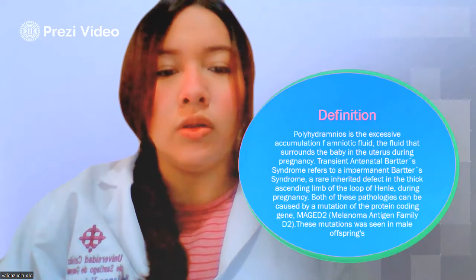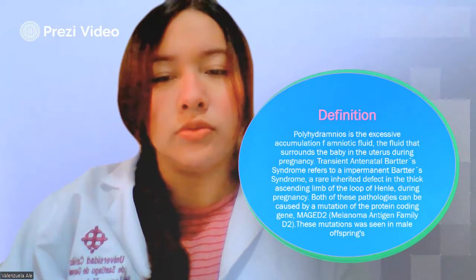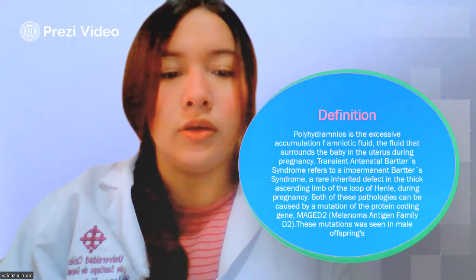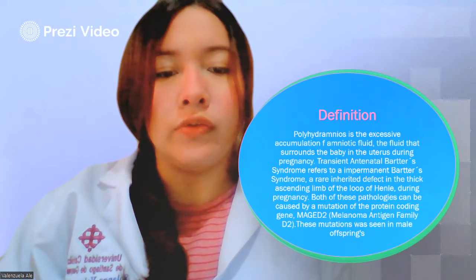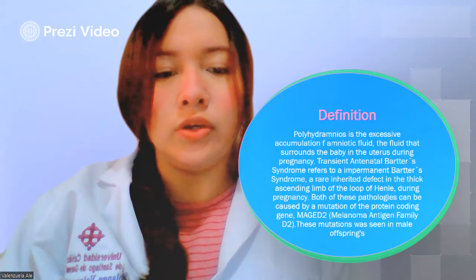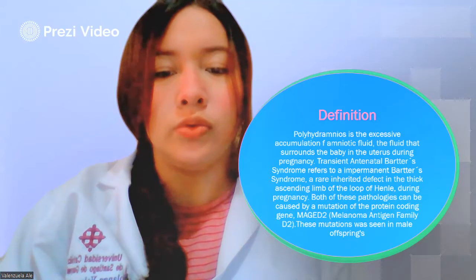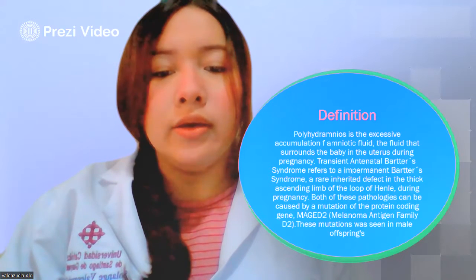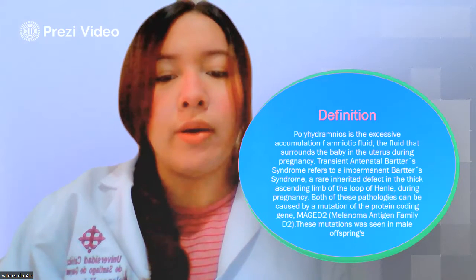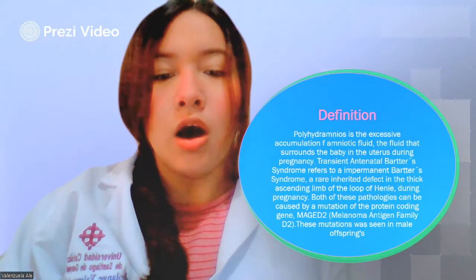Transient antenatal Bartter syndrome refers to an impairment of Bartter syndrome, a rare inherited defect in the thick ascending limb of the loop of Henle during pregnancy. This pathology can be caused by a mutation of the gene coding the protein MAGED2, melanoma antigen family D2. This mutation was seen in male offspring.